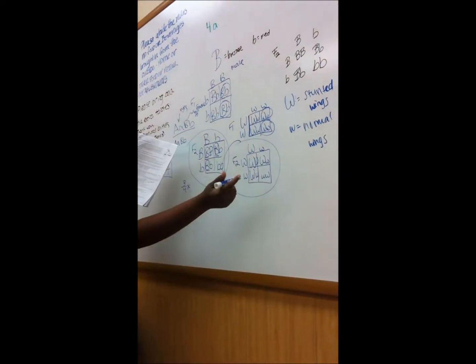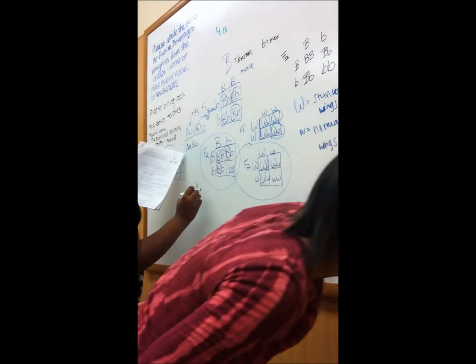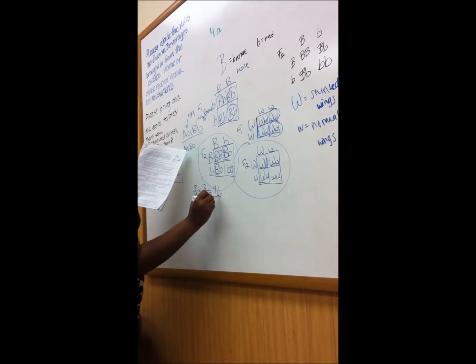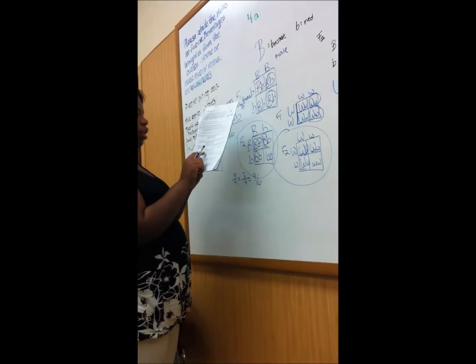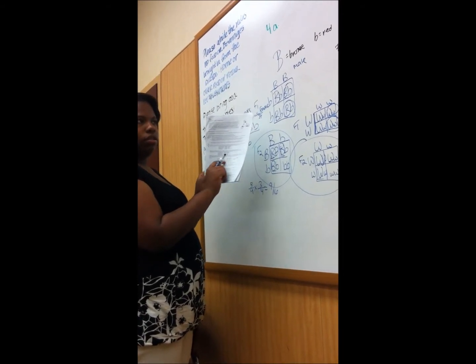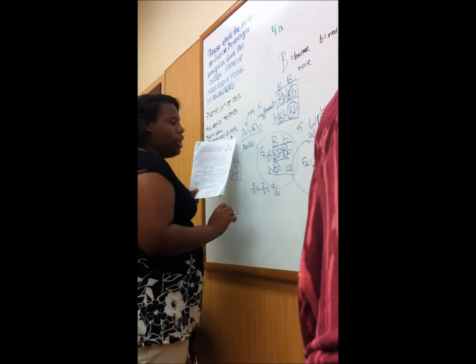So dominant, and then you have 1, 2, 3 times 3, which with the 4 would equal 9/16. That is the bronze eyes and stunted wings. That's the very first row.